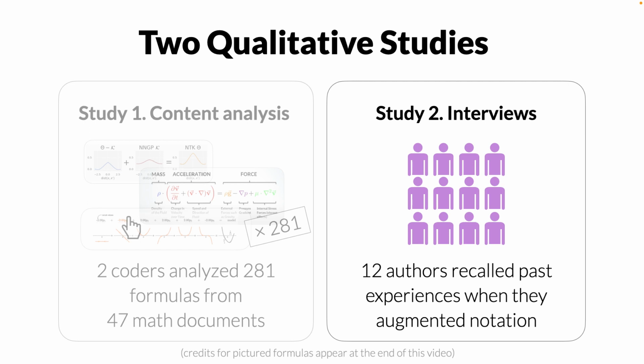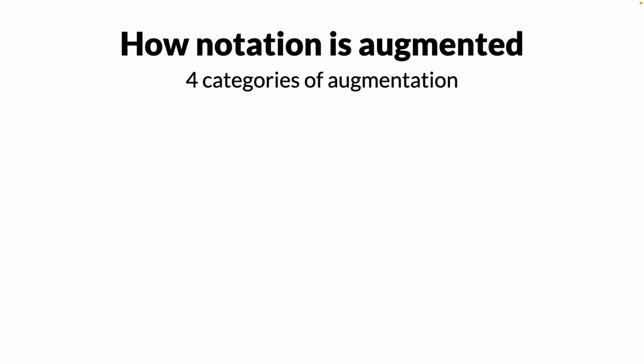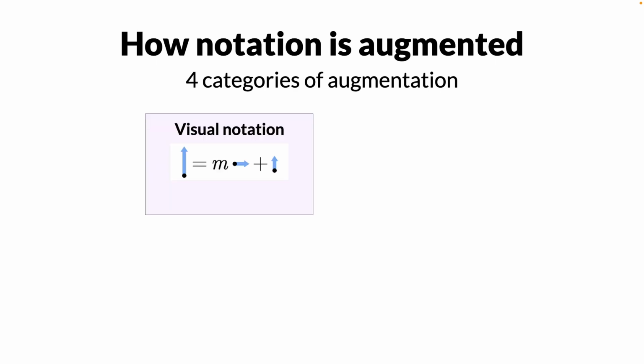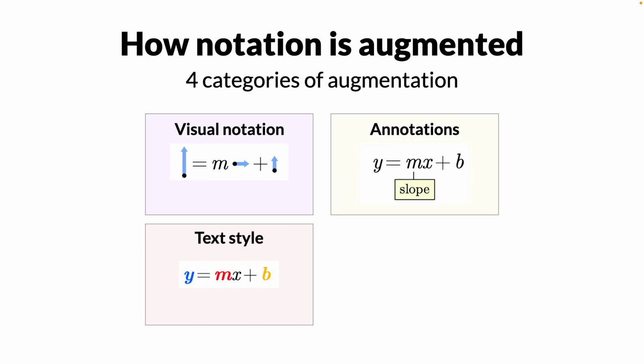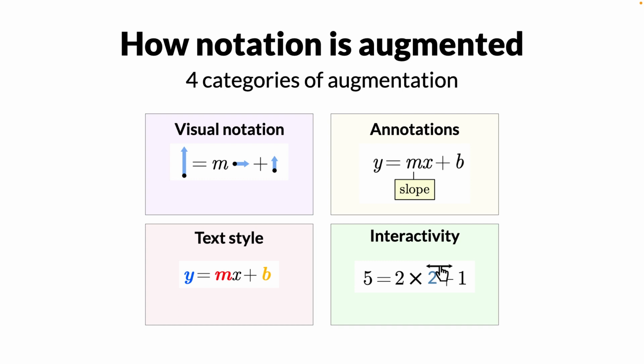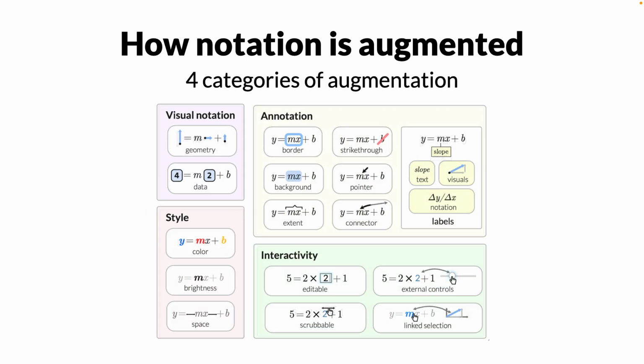Our first finding was a design space characterizing how notation is augmented by authors. At a high level, formulas were augmented in one of four ways. They were embellished with embedded visualizations, like geometric drawings, in place of expressions. Their text was styled with color, space, and font adjustments. They were annotated with overlay and underlay marks, like labels. And they were imbued with interactivity. Across these four categories of augmentation, there were 16 distinct kinds of augmentations.